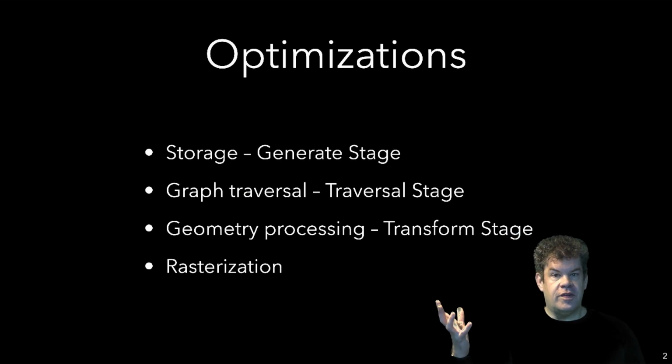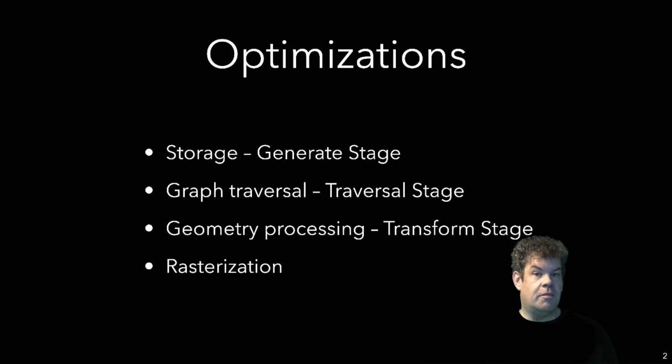So specifically for scene graphs, there are a couple of things that you can optimize. For instance, you can optimize the storage of assets. You could traverse the graph in some smart or not so smart way. You can spend time on the geometry itself. And of course, the entire rasterization process. That's where usually most of the time is spent. You can throw optimizations at that process.